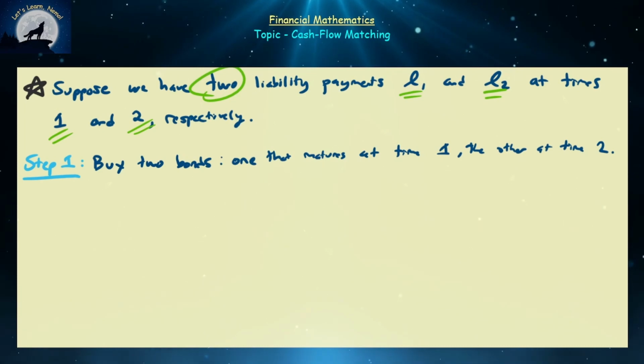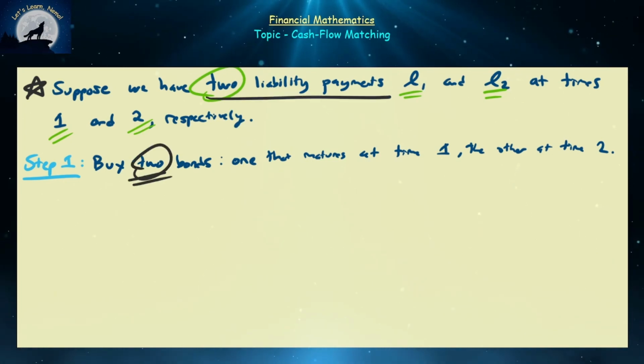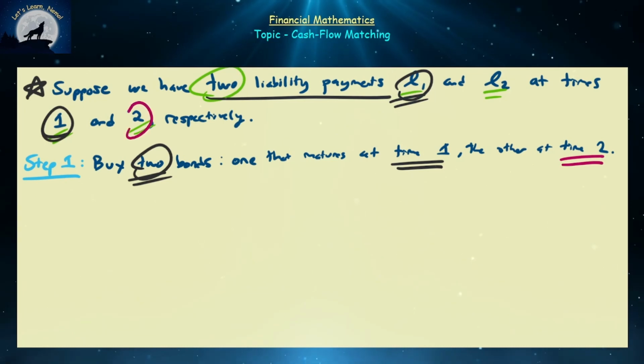We're going to be generalizing all of these things in just a moment, but we want to get the feel for how we're going to be doing cash flow matching, so we're just going to be assuming this basic structure. If we have two liability payments, we're going to be buying two bonds. The first is going to have maturity at time t equals 1, the same as the first liability, and the second is going to be maturing at time t equals 2, which is the time of the second liability payment.